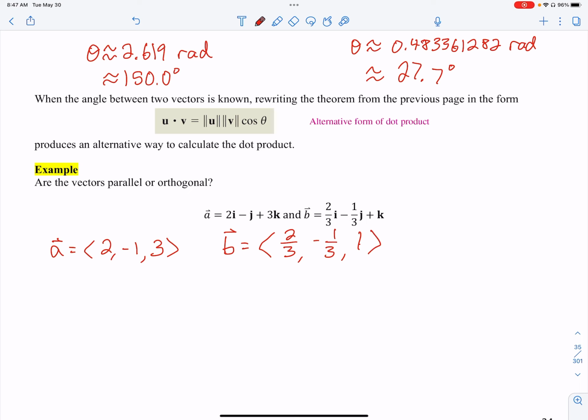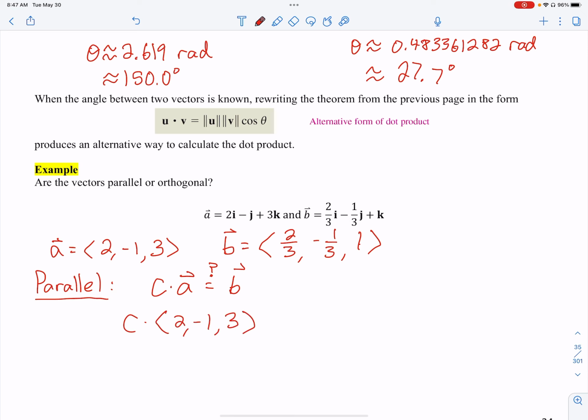Okay, so we have a couple ways to check. We'll do parallel first. So remember, that is asking, can I take a and multiply it by a c to get b? That's what's in question. So I put a c times a, and that's going to equal b. And we get 3 equations from this.